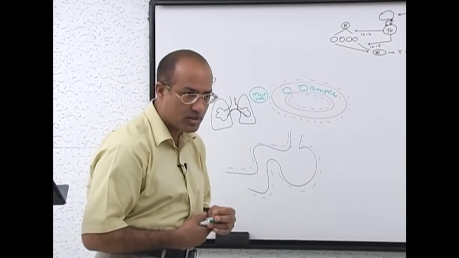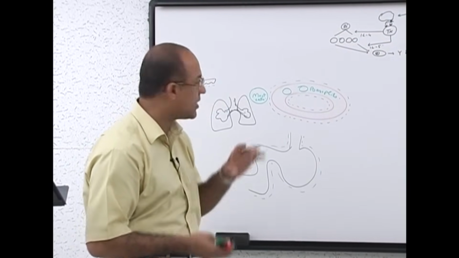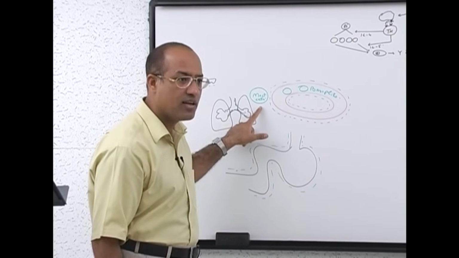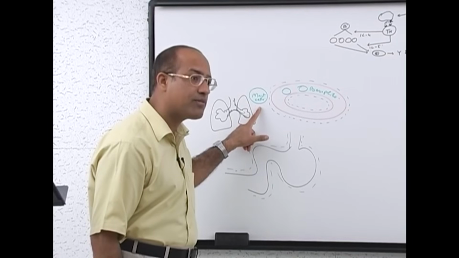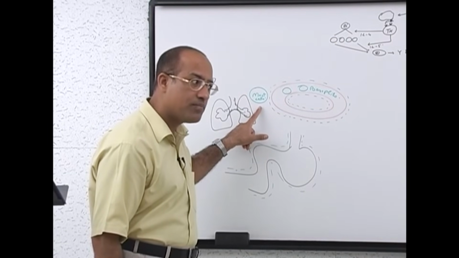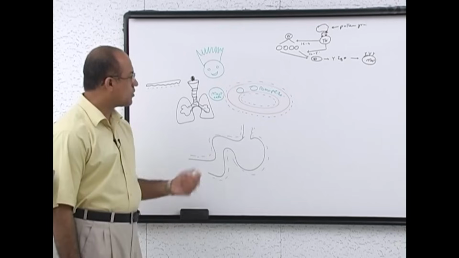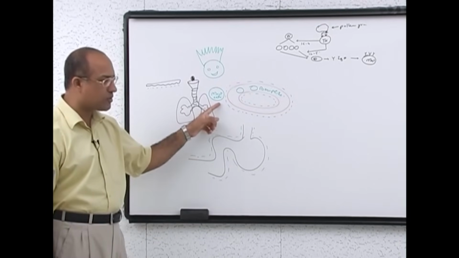And of course, now what did you learn about mast cells? Number one, mast cell is a connective tissue cell. From where is it derived? It is derived from bone marrow. And we are talking about mast cells that they are derived from the bone marrow.